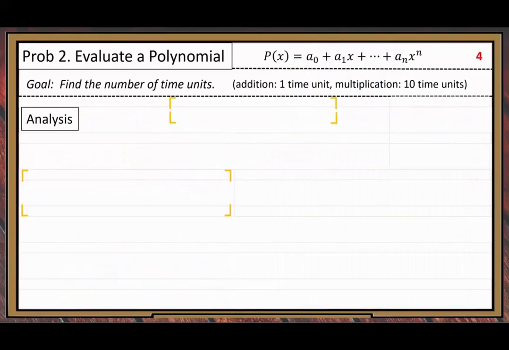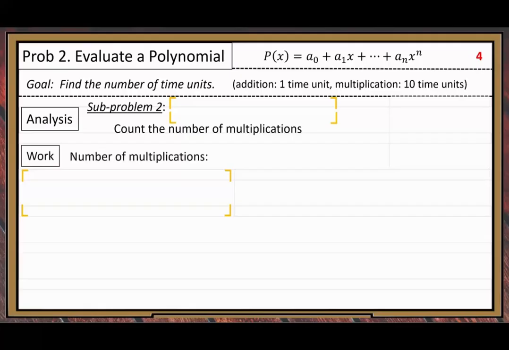Next, subproblem number 2. This time, we need to calculate the number of multiplications. Still, let us count the number of multiplications for one general term. We did it before, right? Our answer is, for the brute force method, we need k multiplications.